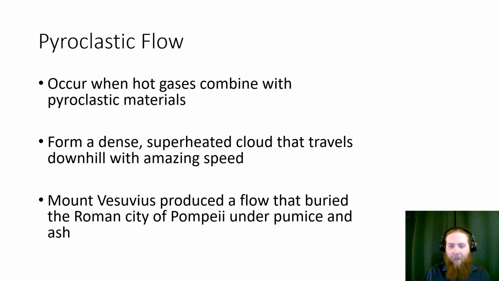Another thing we can get on volcanoes is a pyroclastic flow, where hot gases mix with pyroclastic material to create almost a liquid that is flowing. These form a dense, superheated cloud that travels down the volcano at very high speeds. Mount Vesuvius is the most famous of these, producing a flow that buried the Roman city of Pompeii under pumice and ash. There was a lot of this pyroclastic material. People were basically breathing in this superheated cloud, and it pretty much mummified the entire town very quickly.